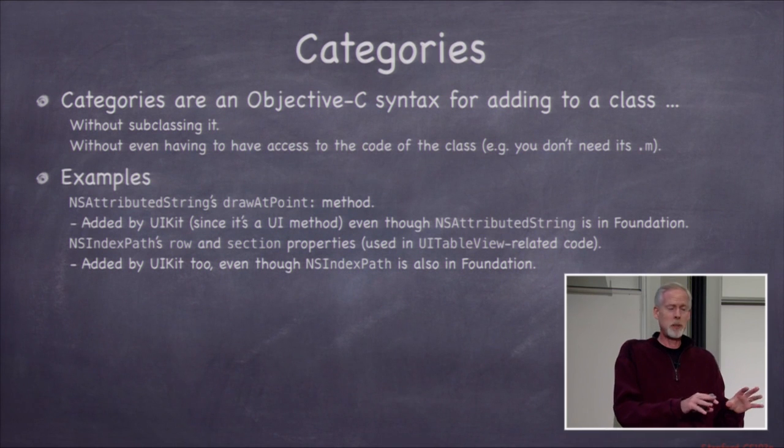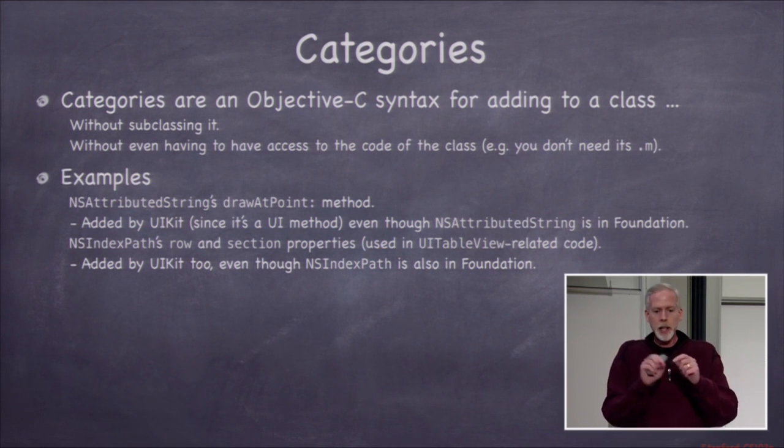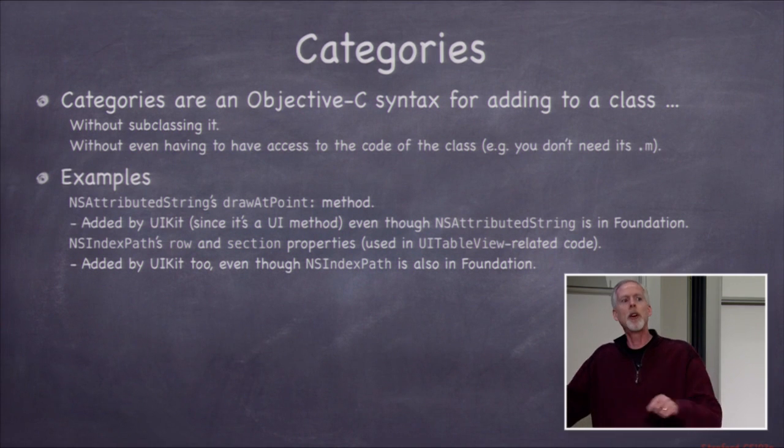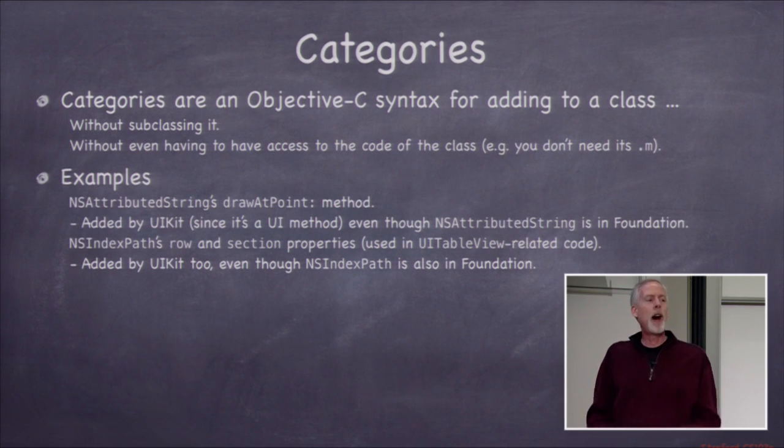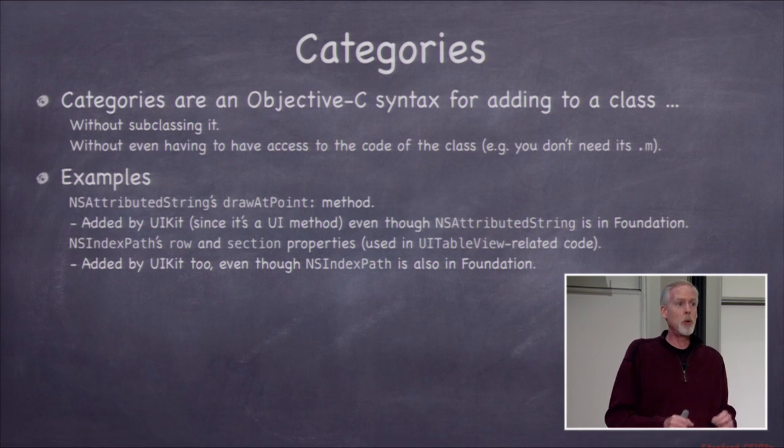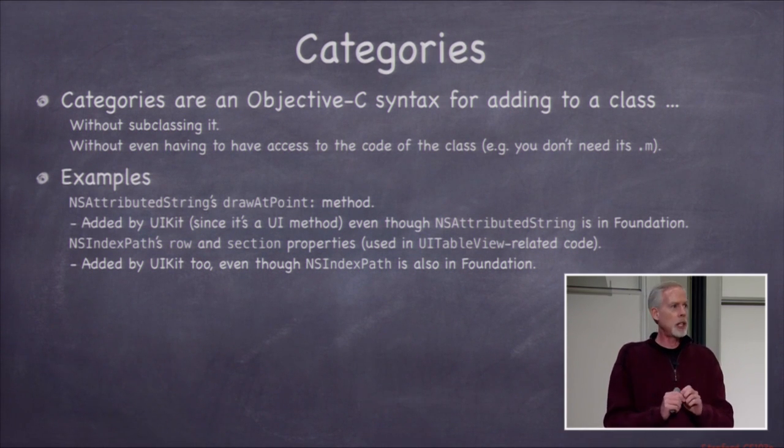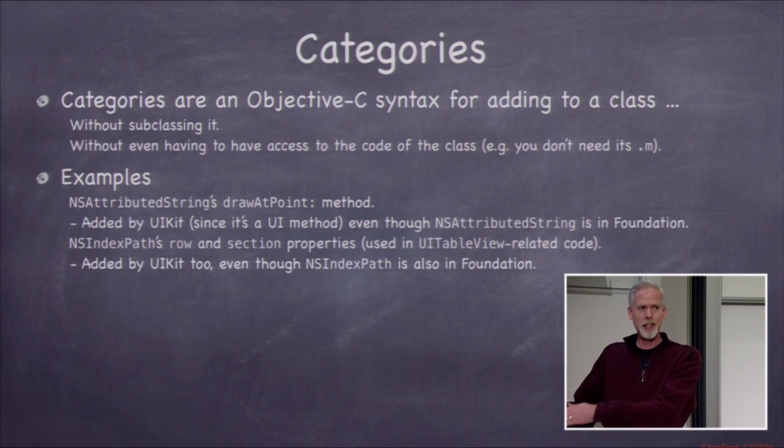But actually, NSIndexPath has a whole bunch of methods on it. It's in Foundation. It's just a generic index pointer into an arbitrary linked list of items. It's just that UITableView wants to call it row and section. So it adds the properties row and section to NSIndexPath, even though, again, table view is in UIKit, and this index path is in Foundation, not even the same framework, okay?